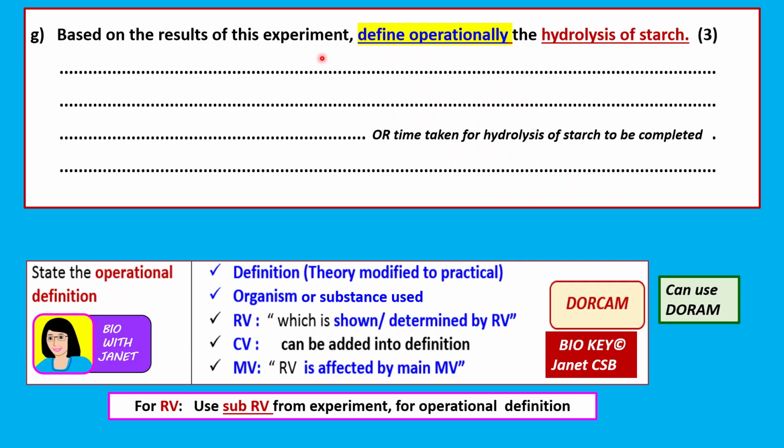Next question, based on the results of this experiment, define operationally the hydrolysis of starch. 3 marks. So for operational definition, which can be asked even though it's not so frequently asked, please take note of the components, right? And then try to write your own operational definition. Right, have you done so? Let's have a look at the answer.